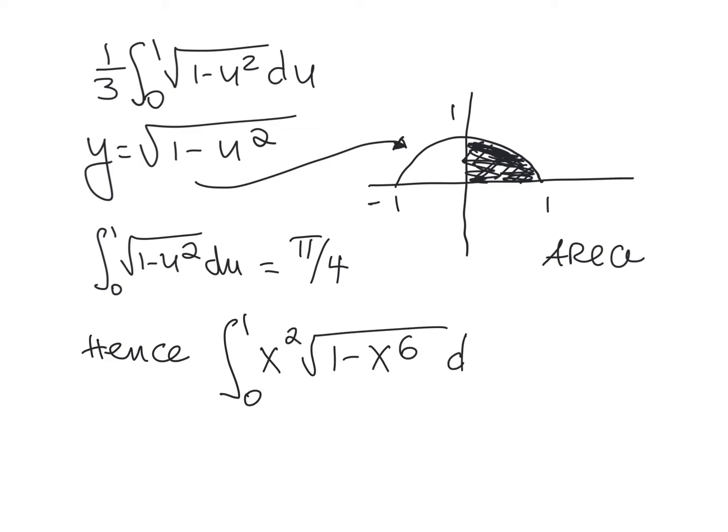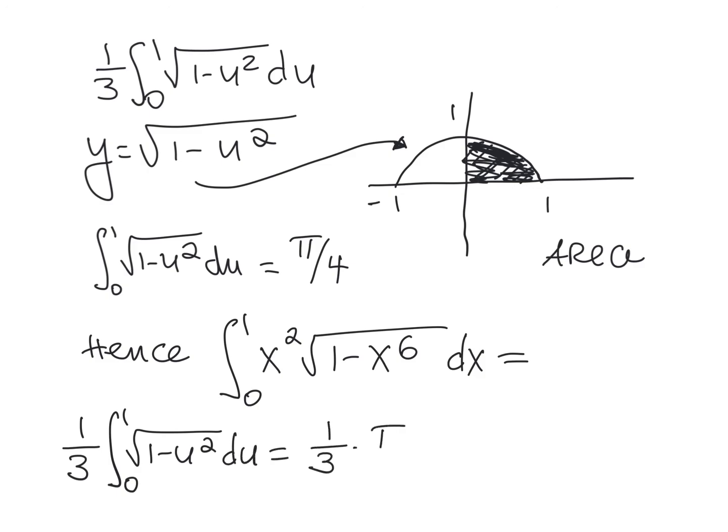Let's return to the original integral we are trying to compute. It's equal to 1/3 times the integral from 0 to 1 of square root of 1 minus u squared du. We already established that that is pi over 4, so our answer is 1/3 times pi over 4, which is pi over 12.